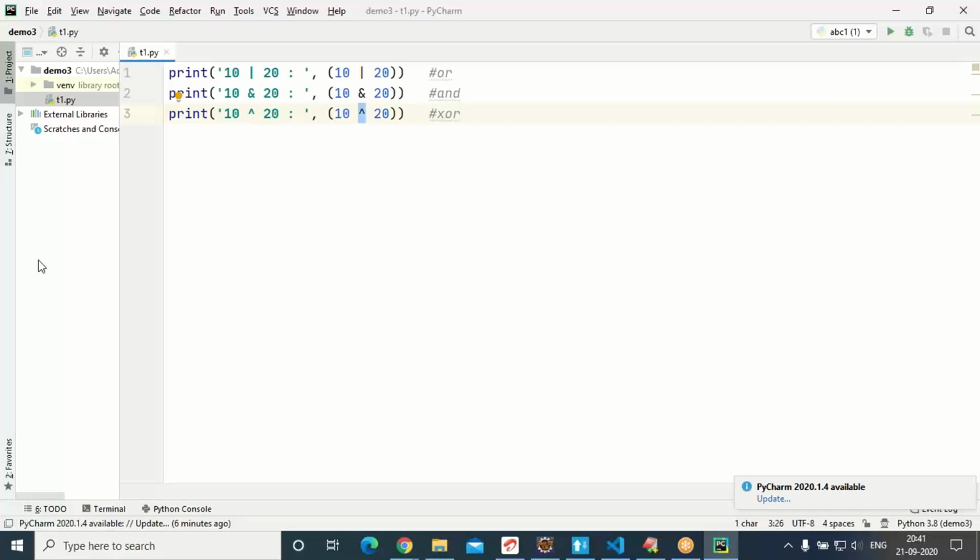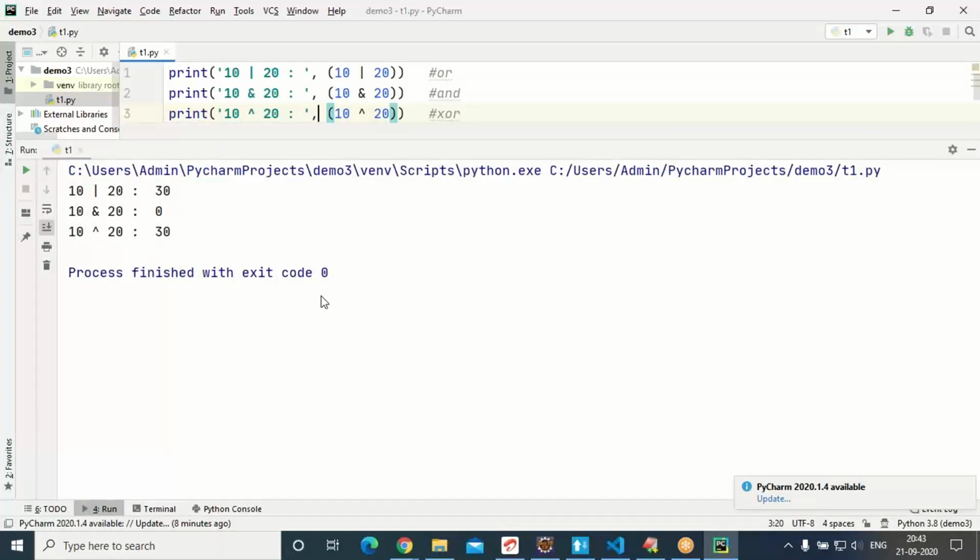What is the result of bitwise AND, bitwise OR, bitwise XOR? This is the OR, this is the AND, this is the XOR. So for this particular operation, what could be the result? I'm running this program. We are getting 30, 0 and 30.